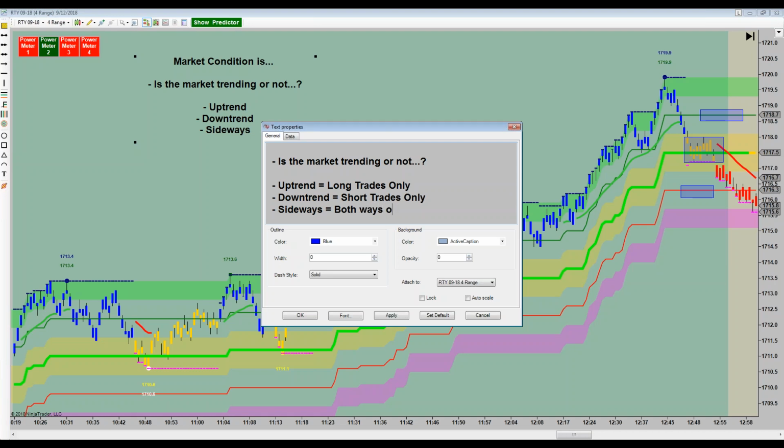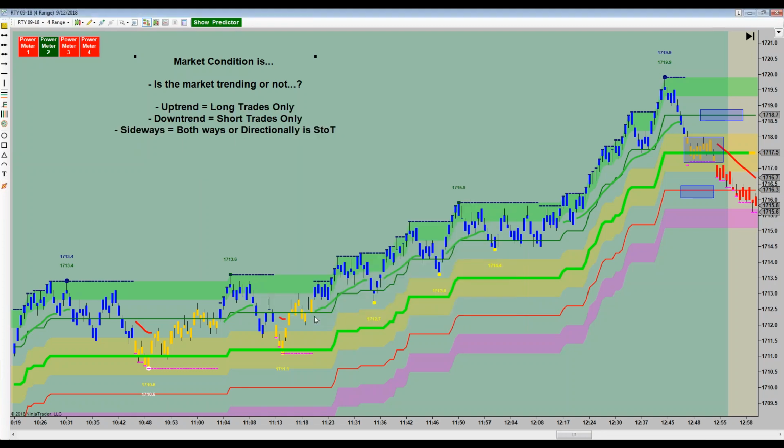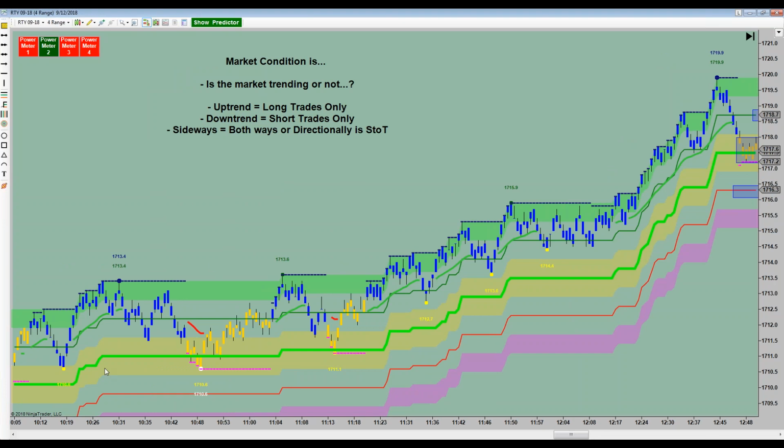Or I'm going to say with a caveat of, or directionally, if I'm just going to put sideways to trend. If you're in a sideways condition, that was the thing I was saying earlier. If you're sideways to up, here, let's look at an example. Let's look at a couple quick examples.